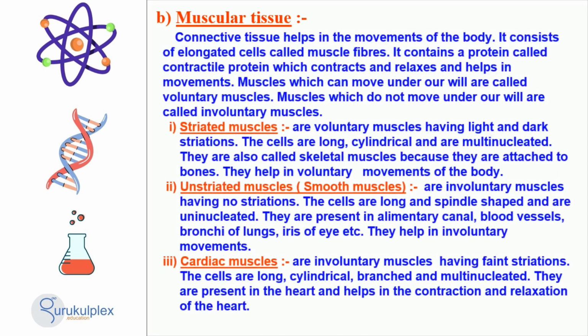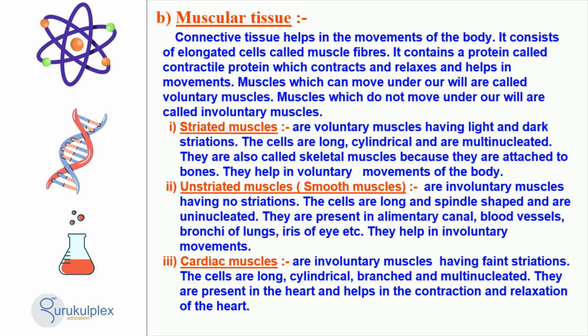Muscular tissue is a vital component of the human body, being divided into three sections. Striated muscles are voluntary muscles and can be distinguished by light and dark striations. These long cylindrical cells have multiple nuclei and are often connected to bones to enable voluntary movement.